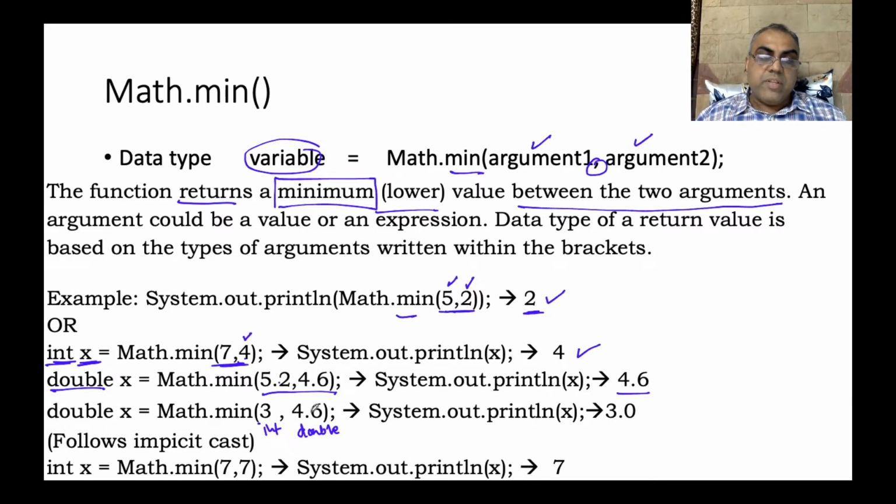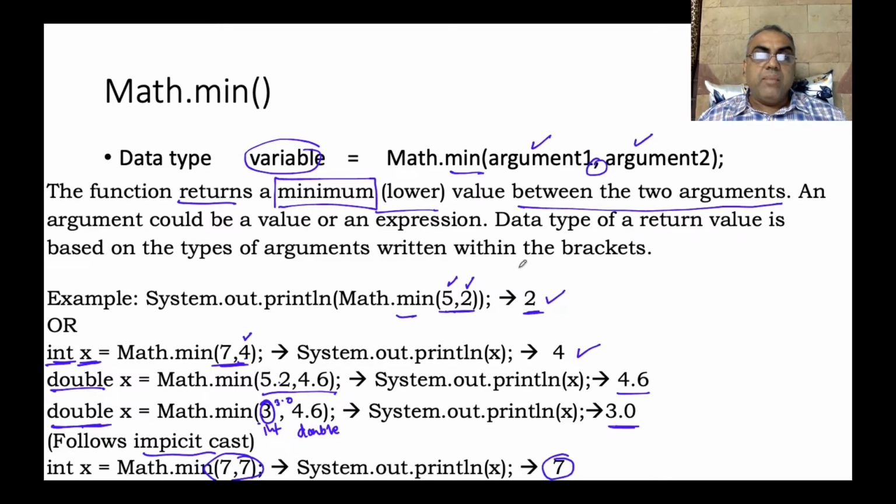Implicit cast concept says when two data items of two different types are given to you, whichever is the greater, the other data type gets converted into that type. So between them double is greater, so the computer will convert 3 into 3.0 before the answer is derived. Therefore the return data type has to be double. So between 3.0 and 4.6, 3.0 is a lower value. Alright, it follows your implicit cast. And if the values are the same, then your answer will also remain the same.